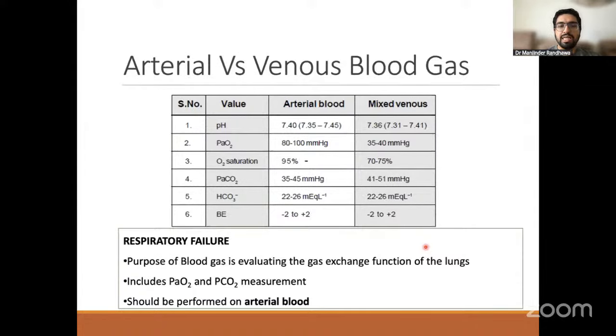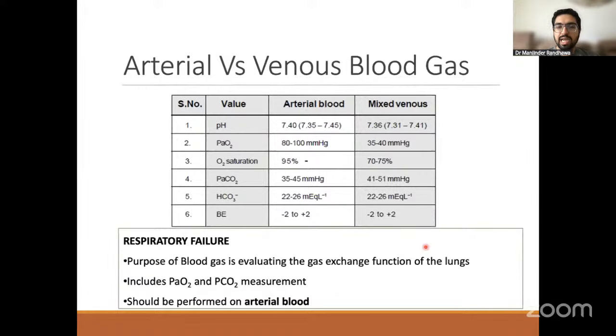Arterial samples are the ones which you usually see in standardized texts, and all the normal values that we talk about are usually based on the arterial sample. So the normal pH is 7.4, PO2 is around 80 to 100 when you're breathing room air. Oxygen saturation is anywhere above 95%, CO2 35 to 45, bicarb around 24, and base excess is usually 0 or within plus minus 2 of that.